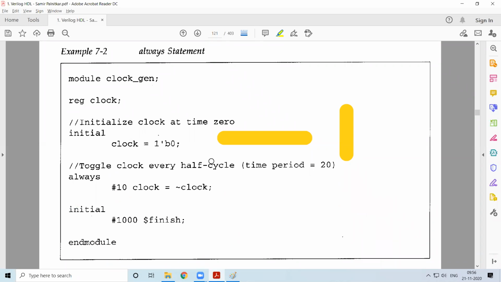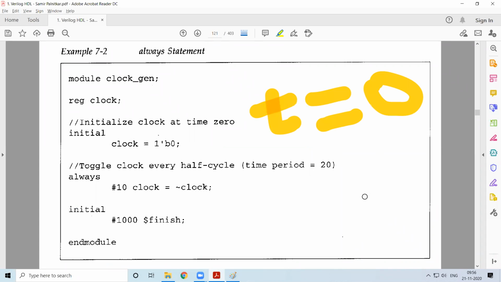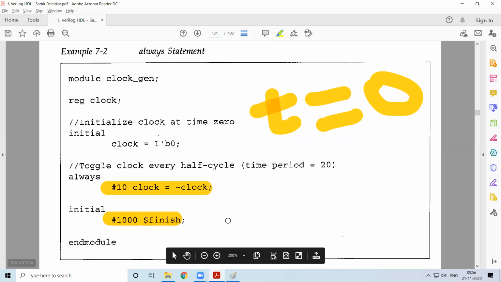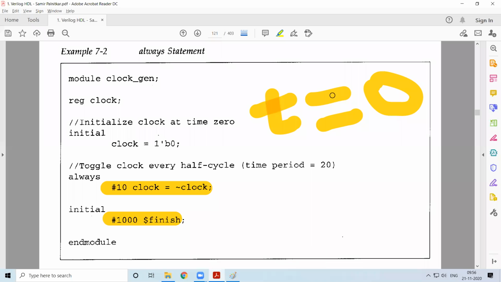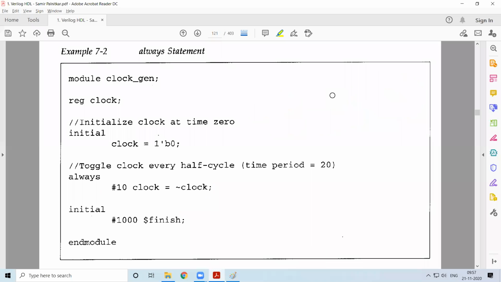So these are just a few things to note with respect to initial and always blocks. One thing: if there are multiple initial and multiple always blocks, all of them start their execution at time t equal to 0. So whenever you are coding, be careful with such aspects. If you forget these things, you might end up with unexpected results.